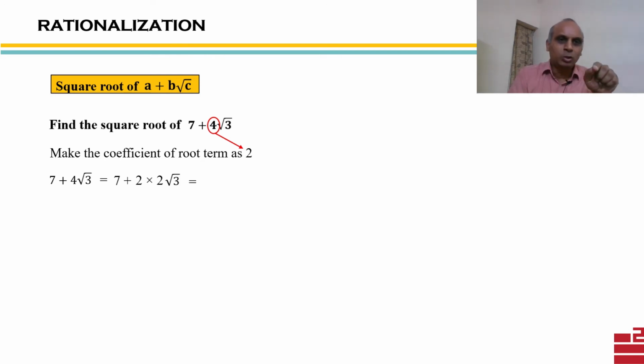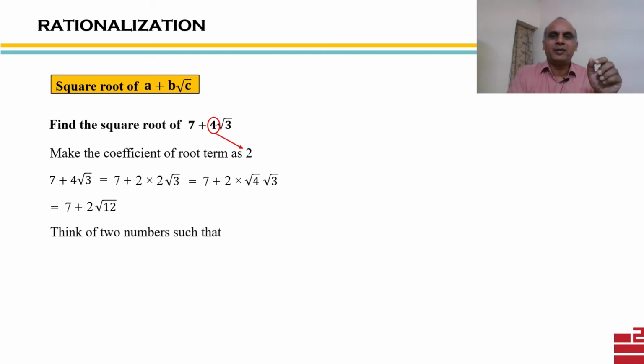Now the extra 2 we can write as root 4. And then we continue, the next term is root 3 as usual. And then root 4 into root 3 becomes root 12 by applying laws of surds. So we finally get 7 plus 2 roots 12. And this way we are able to ensure that the coefficient of the root term is 2. It has to be 2 and nothing else. Okay, this is our first step.